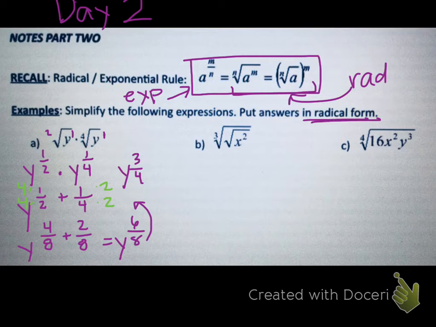But notice the directions say write your answer in radical form. So to put this back in radical form, this will be the 4th root of y cubed. And that is our final answer.